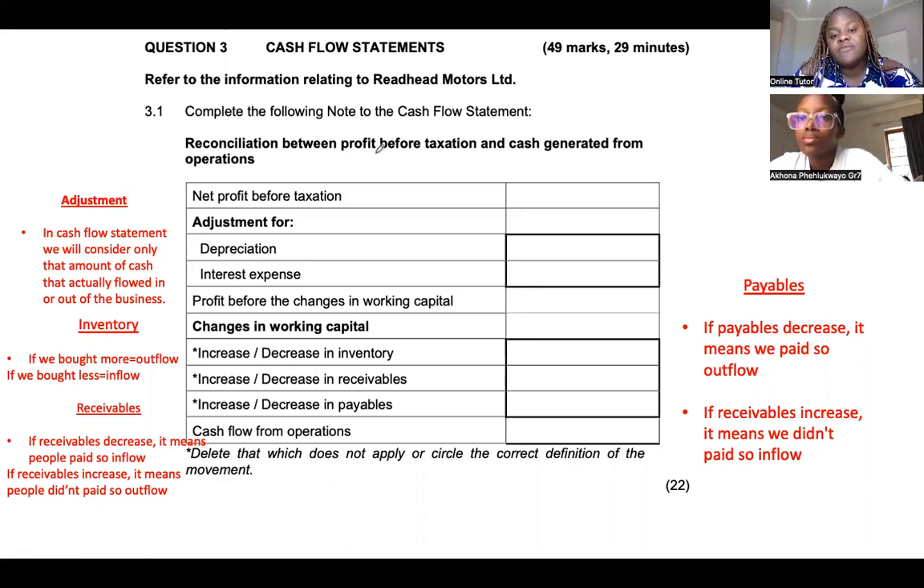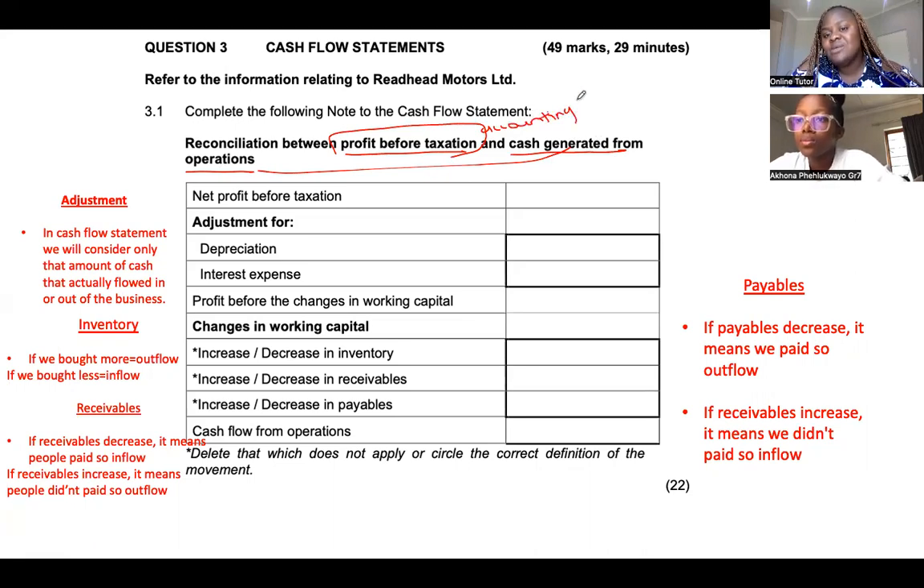Reconciliation between profit after tax and the cash generated from operations. The cash generated from operations is money that came in, inflows and outflows, during the normal operation of our business, whereas the profit figure is more of an accounting figure. It's accounting because it will have non-cash items, things that we just do for the purposes of accounting, for example depreciation. So you are reconciling between accounting and cash, and you need to remove things that are not cash.